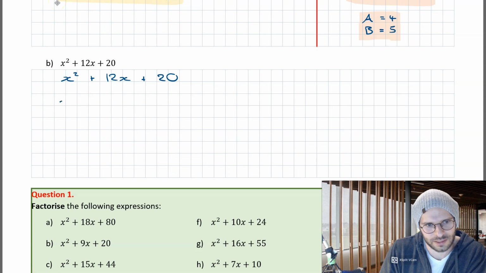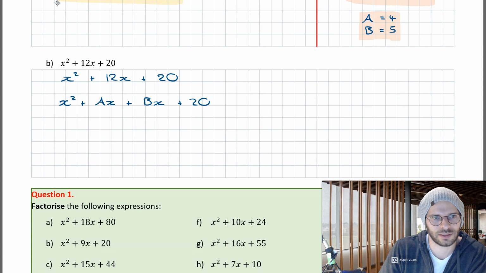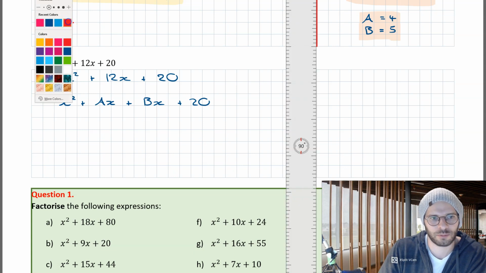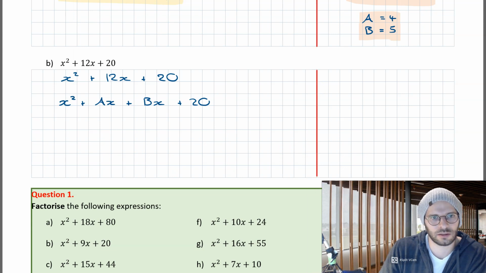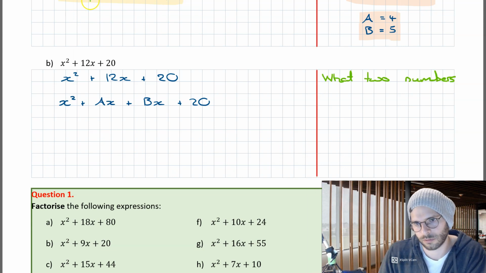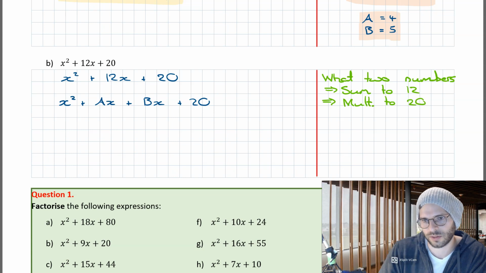I want to split this such that I'm going to get ax squared plus bx plus 20. To do this, I must first figure out what the numbers for a and b are here. I ask the question: what two numbers sum to give 12 and multiply to give 20?